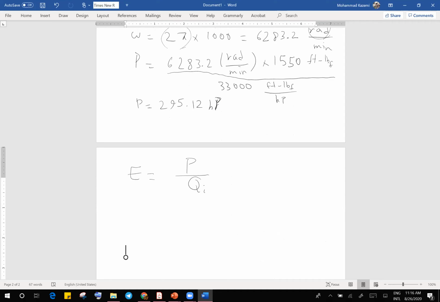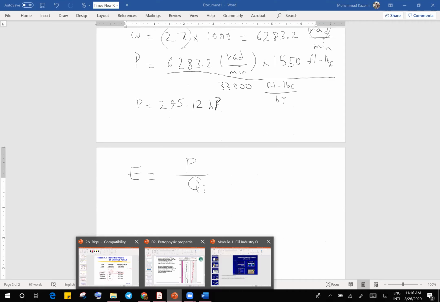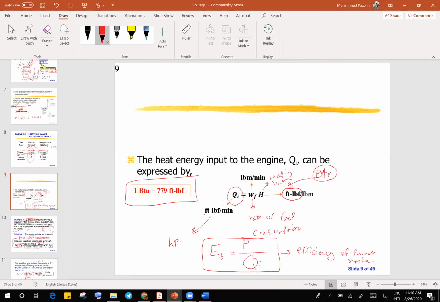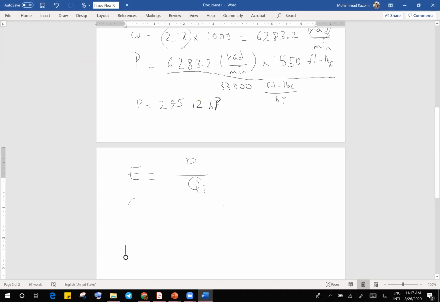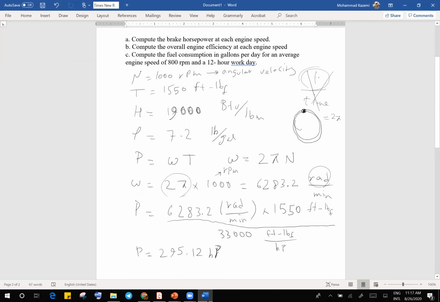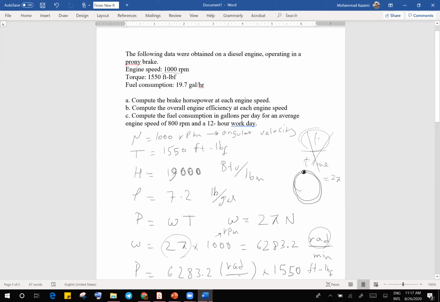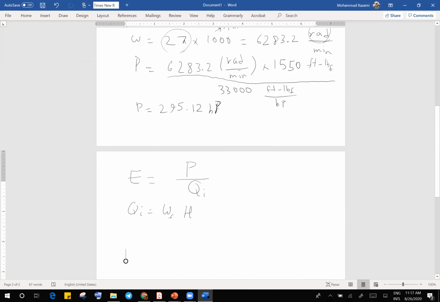And Q was the input from the diesel engine, right? Based on the presentation, Q was calculated using this equation: Q_I is W_F multiplied by H. We do have the heating value from the table, 19,000. So this value is 19,000.